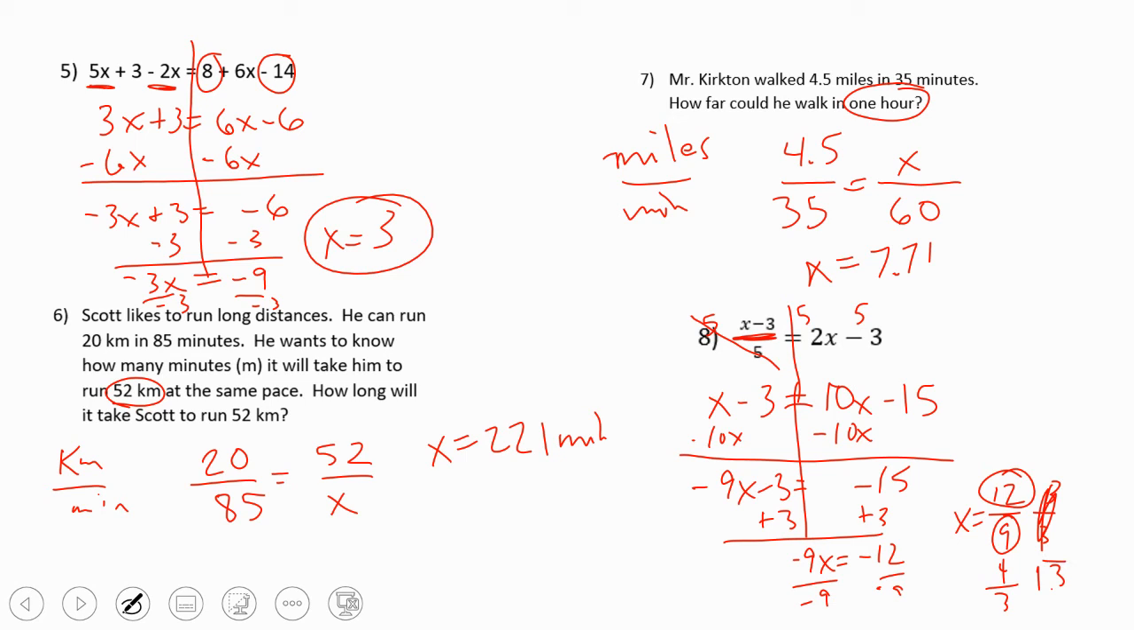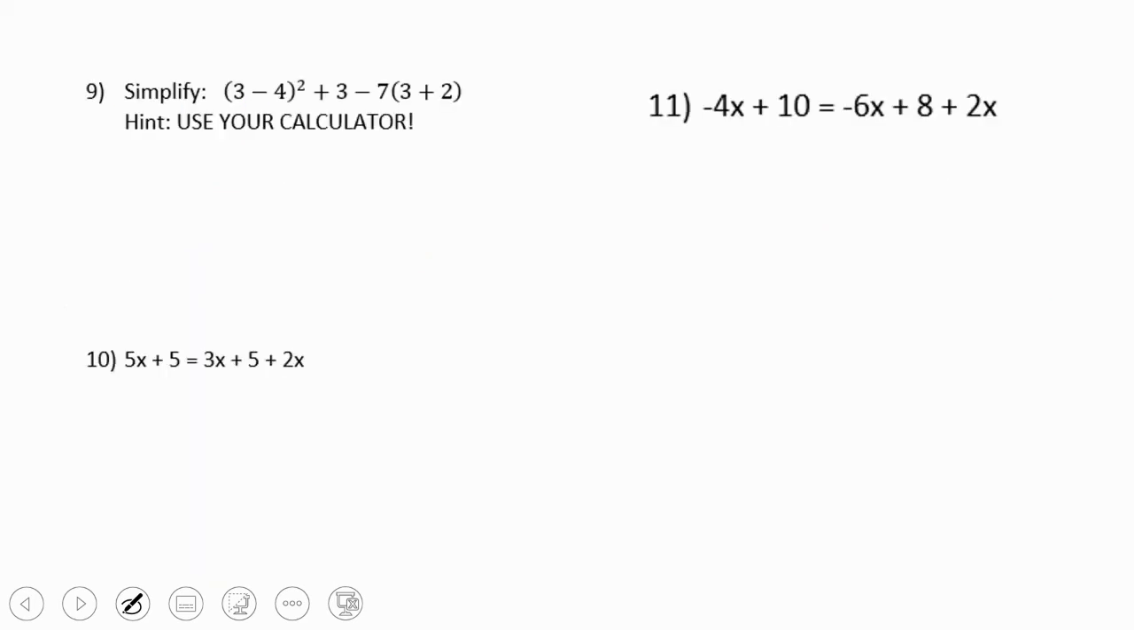The other way to set this up would be to write it as a proportion. Put the 2x minus 3 over 1. Cross multiply, it's sort of a preference, whatever you want to do there.